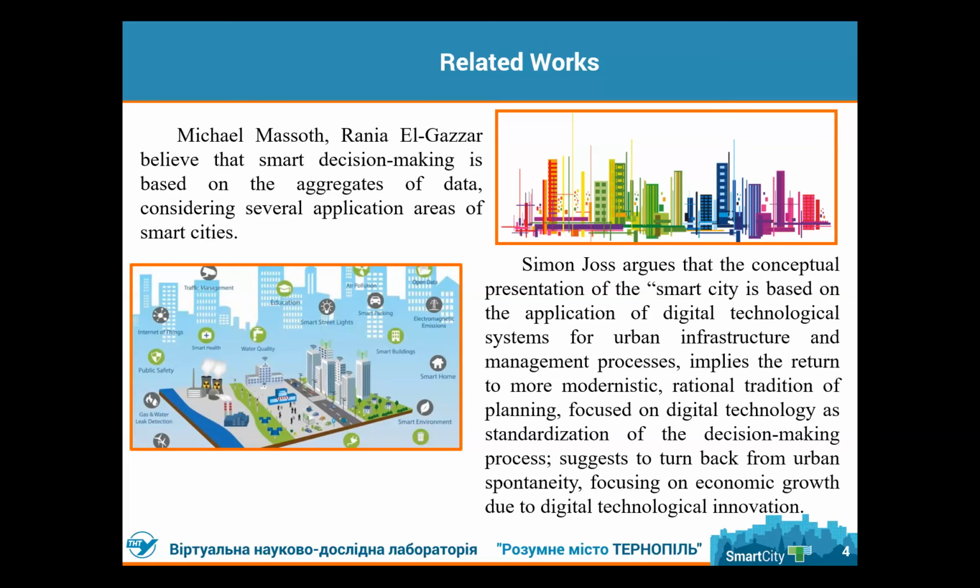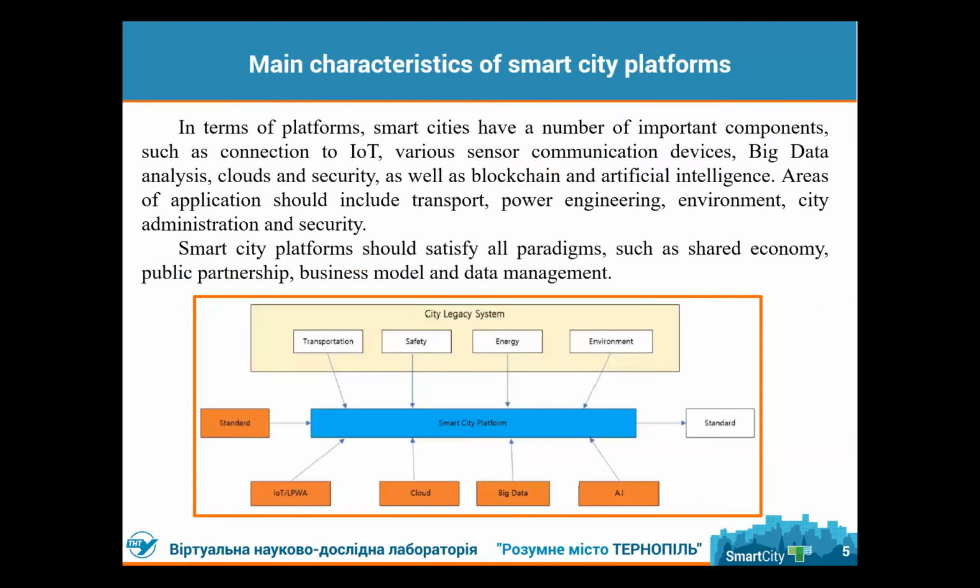The next slide shows the main characteristics of smart city platforms. In terms of platforms, smart cities have a number of important components, such as connection to IoT, various sensors, communication devices, big data analysis, clouds and security, as well as blockchain and artificial intelligence. Areas of application should include transport, power engineering, environment, city administration, and security. Smart city platforms should satisfy all paradigms, such as shared economy, public partnership, business model, and data management.